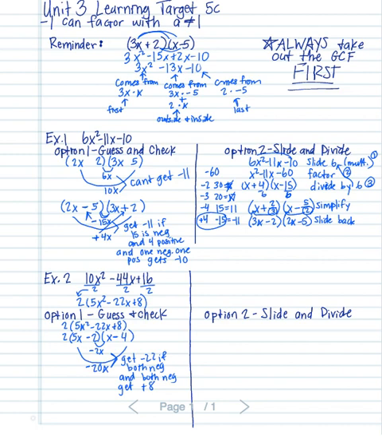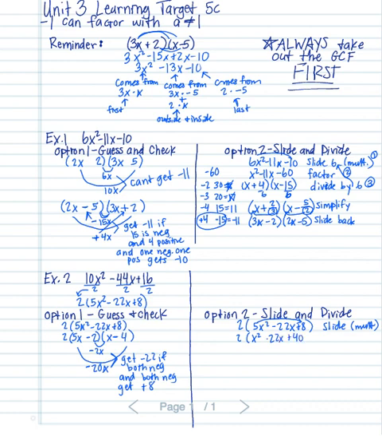Option 2, slide and divide. We leave our 2 out front, don't worry about it anymore. It just follows along with us. So we take our 5x squared minus 22x plus 8, and we slide our 5 over to 8. So we've got 2 and then x squared minus 22x plus 40.